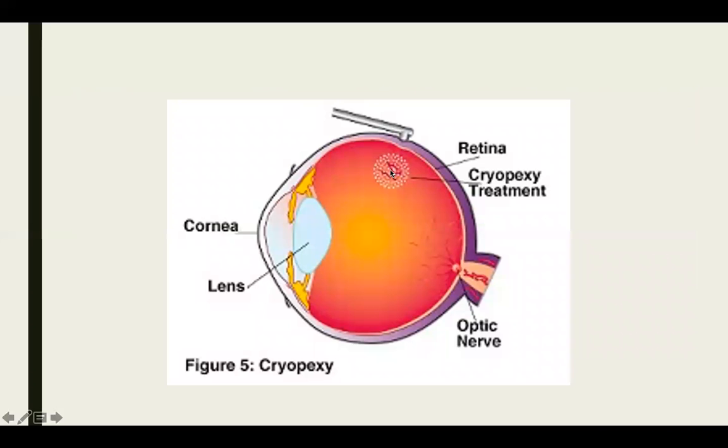Again, you can see if a break is formed in a superior area, the fluid will gravitate inferiorly. We can apply the laser, and we can also apply cryopexy from the exterior side. We can visualize this break with indirect ophthalmoscopy over here, and we can place a probe over here so that aseptic inflammation takes place and the break is closed.